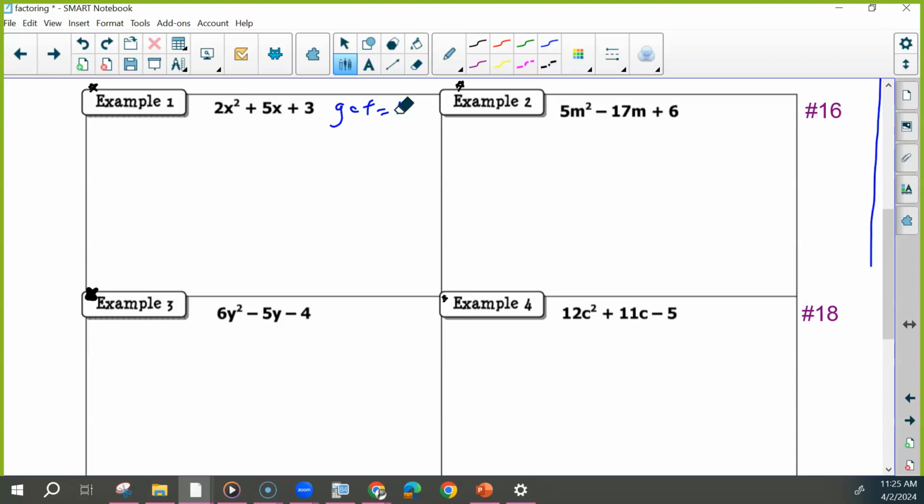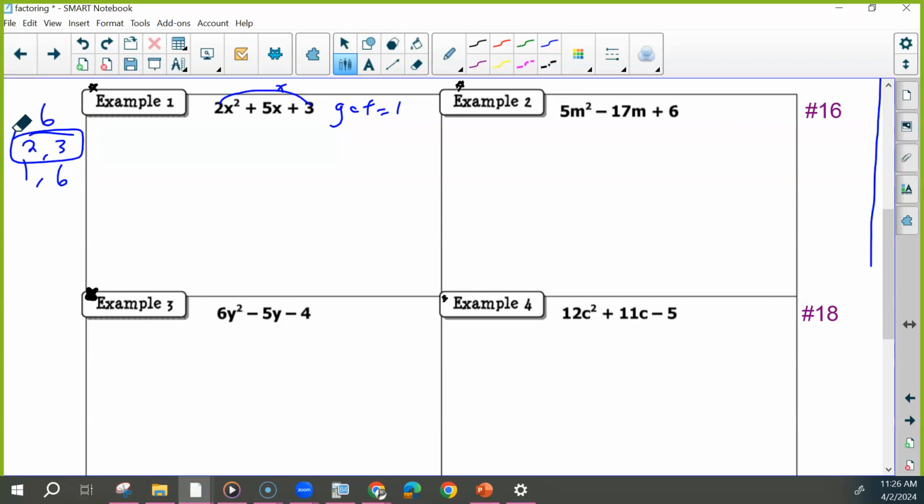So then multiply 2 and 3 to get 6. Find factors of 6. What would give us 6? 2 and 3. And 1 and 6. And then of those, which ones would add to be 5? 2 and 3. So we're going to take this and rewrite it.